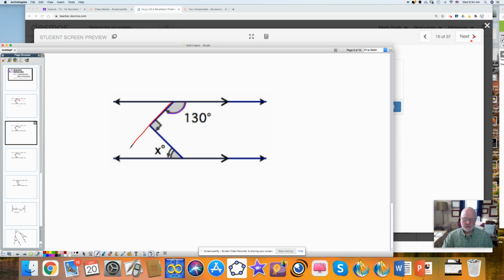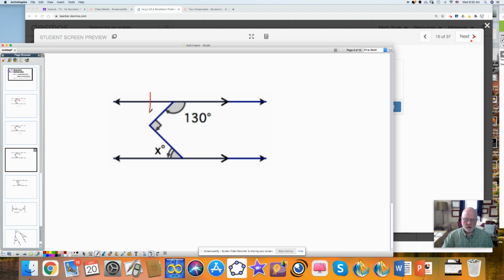So if I were to extend this line, again, I know that this is 130, and over here we have 50 degrees, because it makes a straight angle. Alternate interior angles formed by a transversal crossing parallel lines are congruent, so this is 50. Since this is a 50, 90, and x degrees, the three angles have to add to 180, so x is equal to 40 degrees.